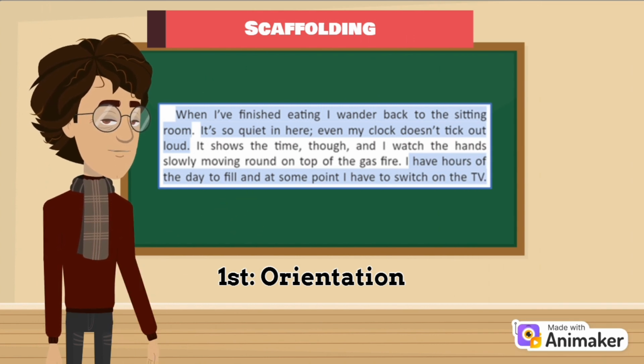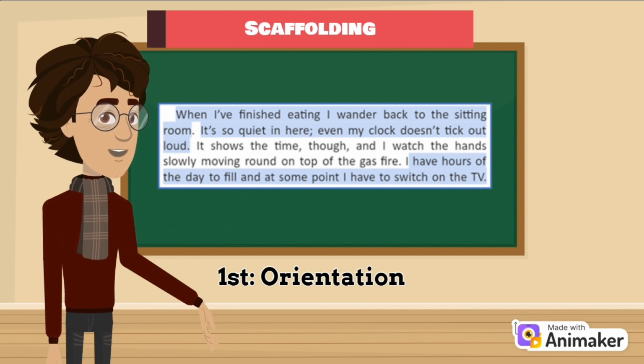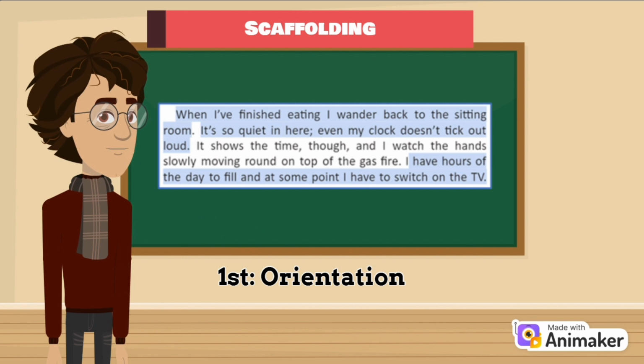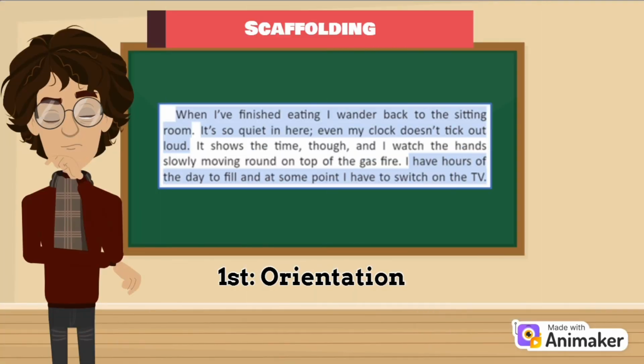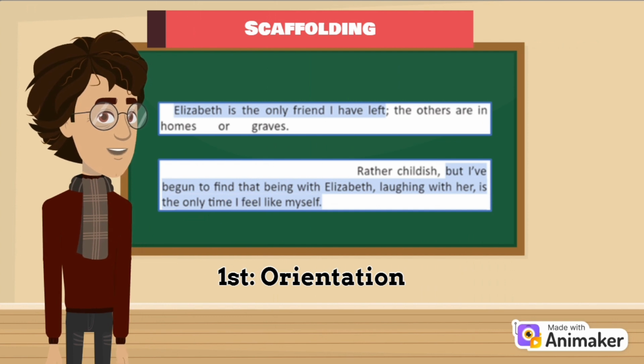In narrative text, we have first an orientation, which gives the context, characters, and settings of the story. We identify a first-person narrator at the setting. "When I finish eating, I wander back to the sitting room. It's so quiet in here, even my clock doesn't tick out loud. I have hours of the day to fill, and at some point, I have to switch on the TV." Then she introduced Elizabeth, her only friend left, whose company makes her feel like herself.